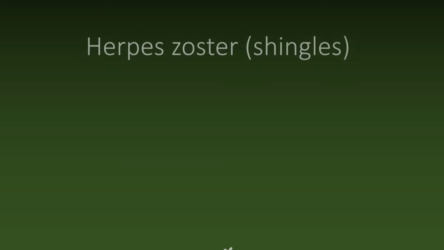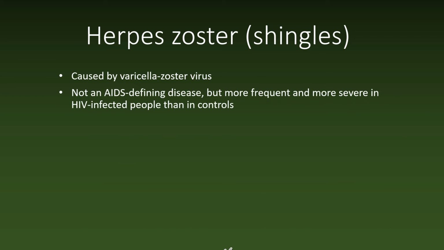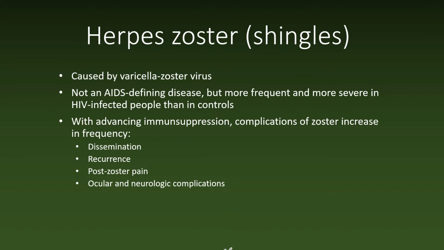Let us now turn to herpes zoster, or shingles, caused by varicella zoster virus, which is not an AIDS-defining disease, but it is more frequent and more severe in HIV-infected people than in HIV-negative controls. With advancing immunosuppression, complications of zoster increase in frequency: dissemination, recurrence, post-zoster pain, ocular and neurologic complications, and chronic atypical skin lesions.